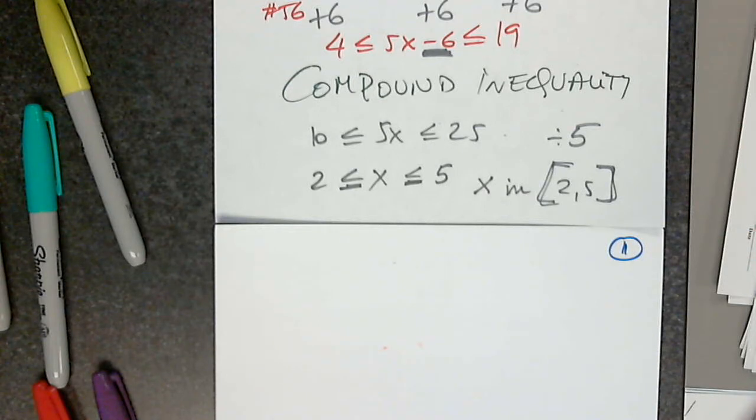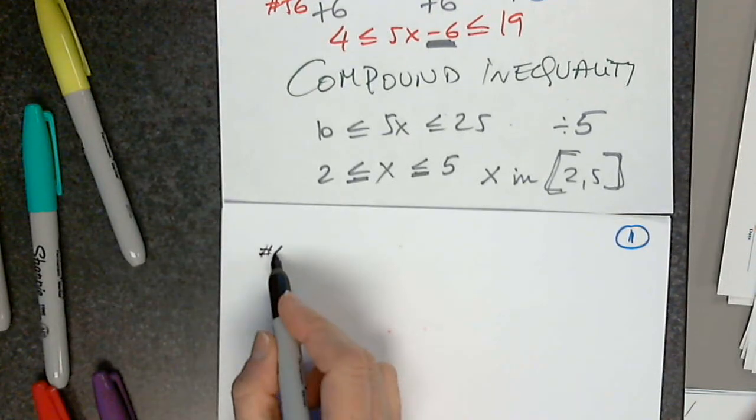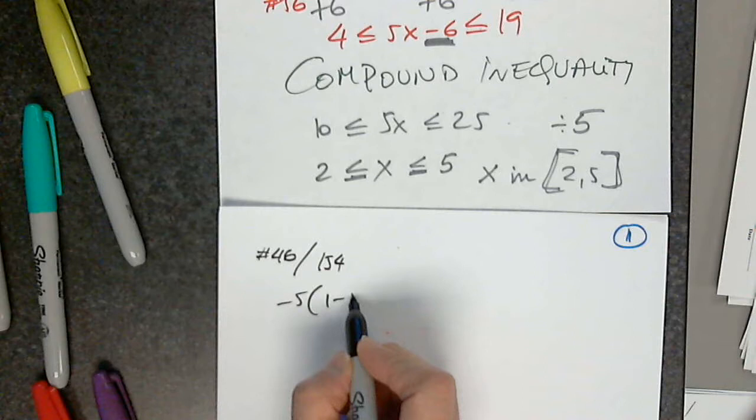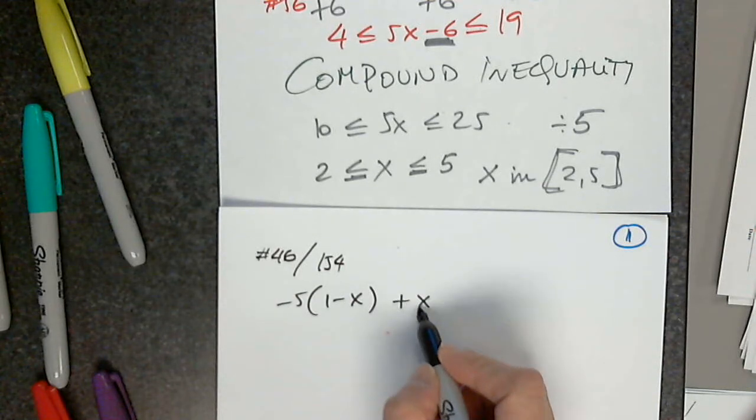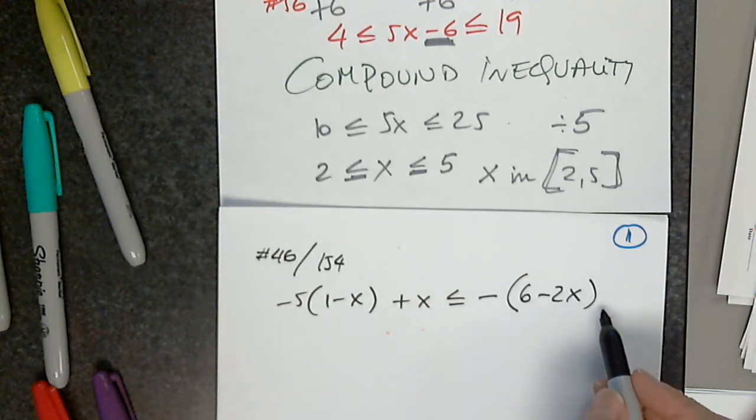Okay, so let's take a look at, tell me what you would like. You would like solving formulas, word problems, inequalities. Please choose. Inequalities. Okay, so we want to start with going backwards. Very good. So let's look at 46 on 154. So that's -5 quantity 1 minus x plus x less than or equal to negative quantity 6 minus 2x plus 6.